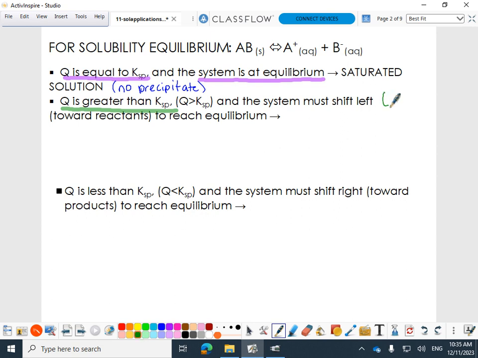So if Q is the product of the cation and the anion's concentration, then we need this to get smaller so that our value will get smaller, okay? Which means that if you want less ions, then you have to shift away from the ions, which means you're shifting towards the solid, okay?